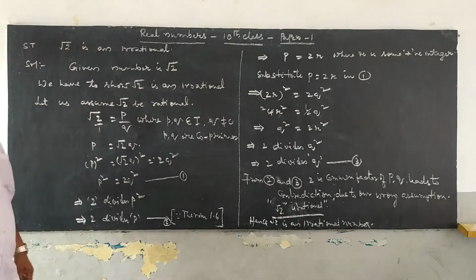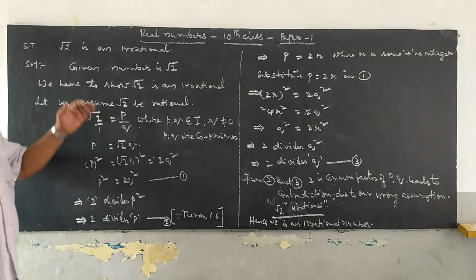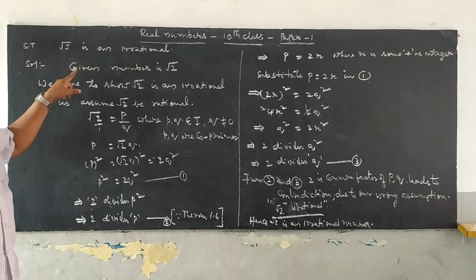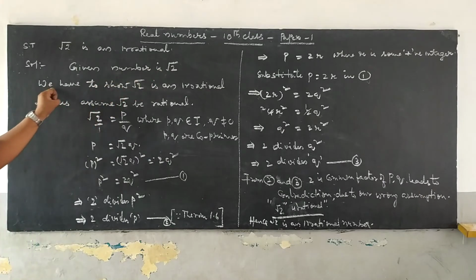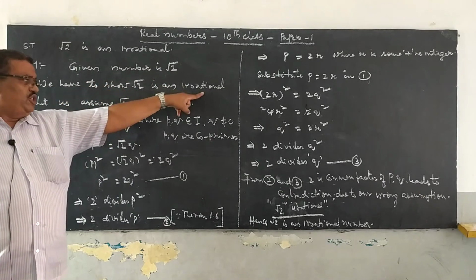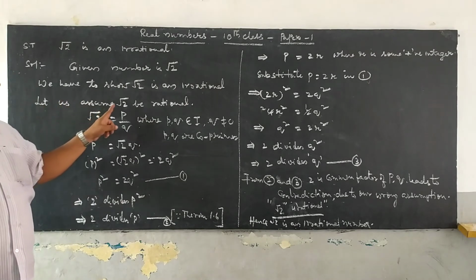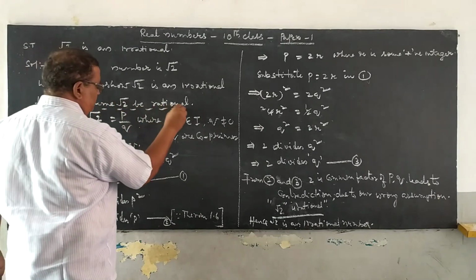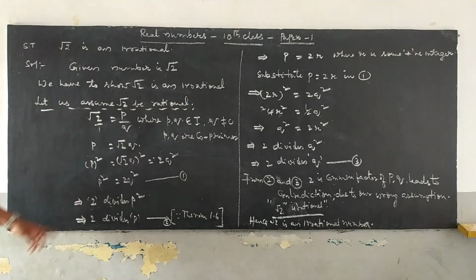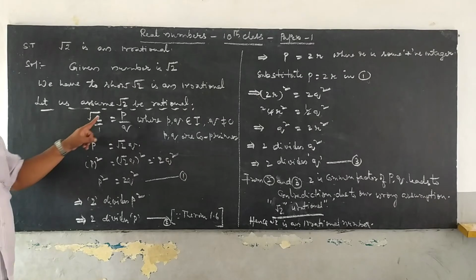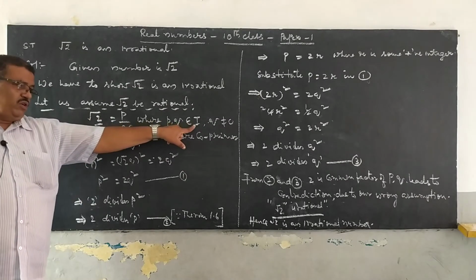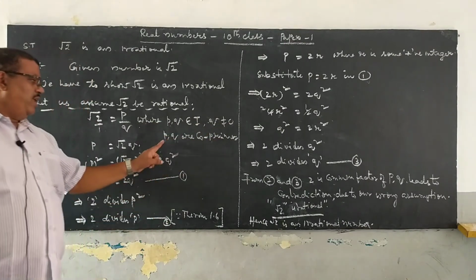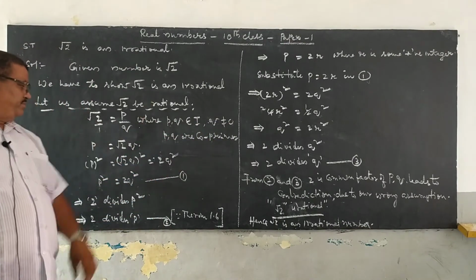This is the most important problem in this exercise. Once again I will repeat it. How do we show root 2 is irrational? The given number is root 2. We have to show root 2 is an irrational number. Let us assume root 2 is rational. This is our assumption. So root 2 equals P by Q, where P, Q belong to the set of integers, Q not equal to 0, and P, Q are co-primes. They have no common factor other than 1.